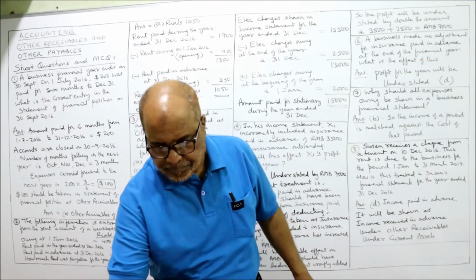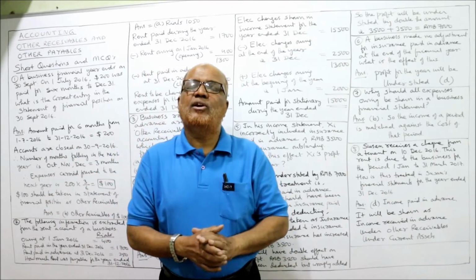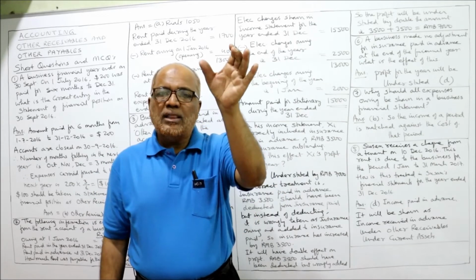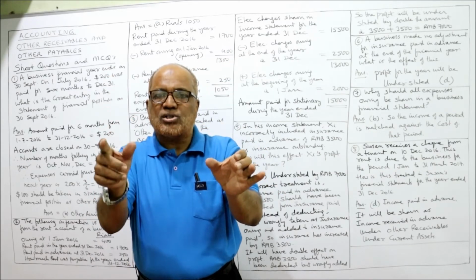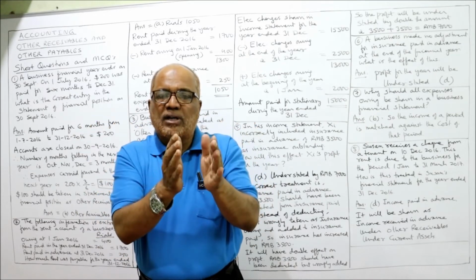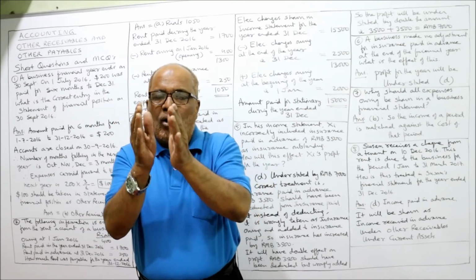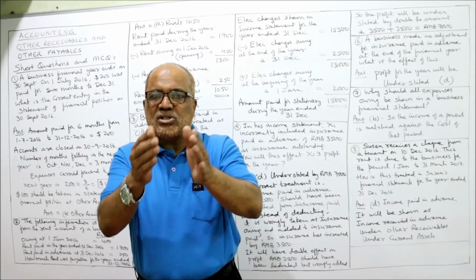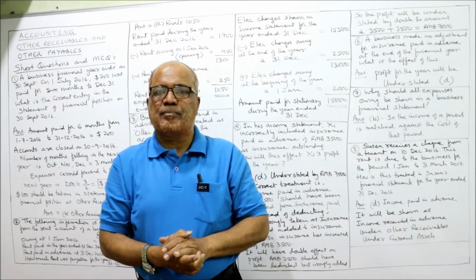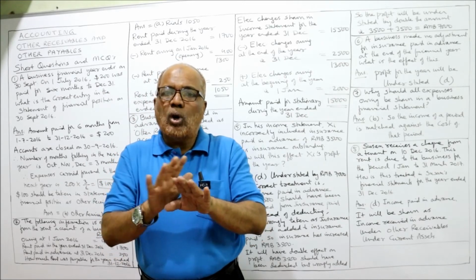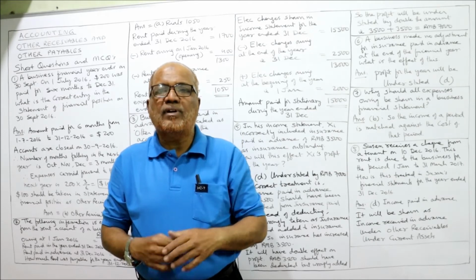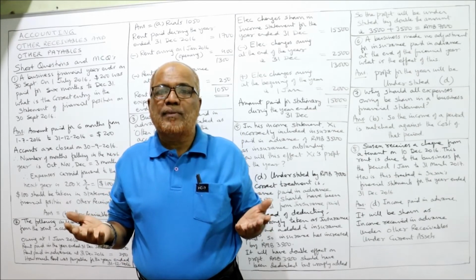In the last theory video, I explained that according to the accrual concept, all the revenue and cost should be matched. Matched means we should take all revenues and all costs or expenses of the current period. Then only can we get the correct profit. Otherwise, if we do not adjust the revenue and expenses, then definitely the profit will not be correct.